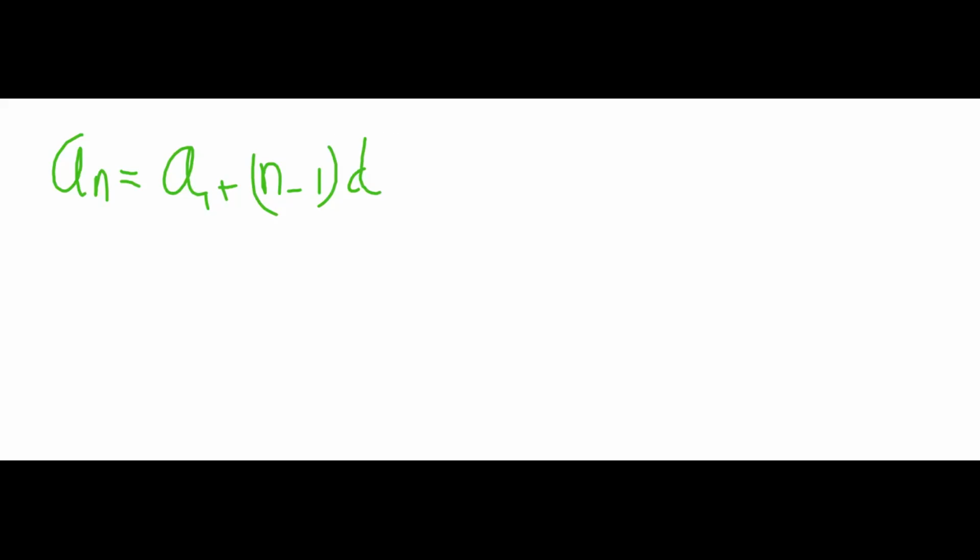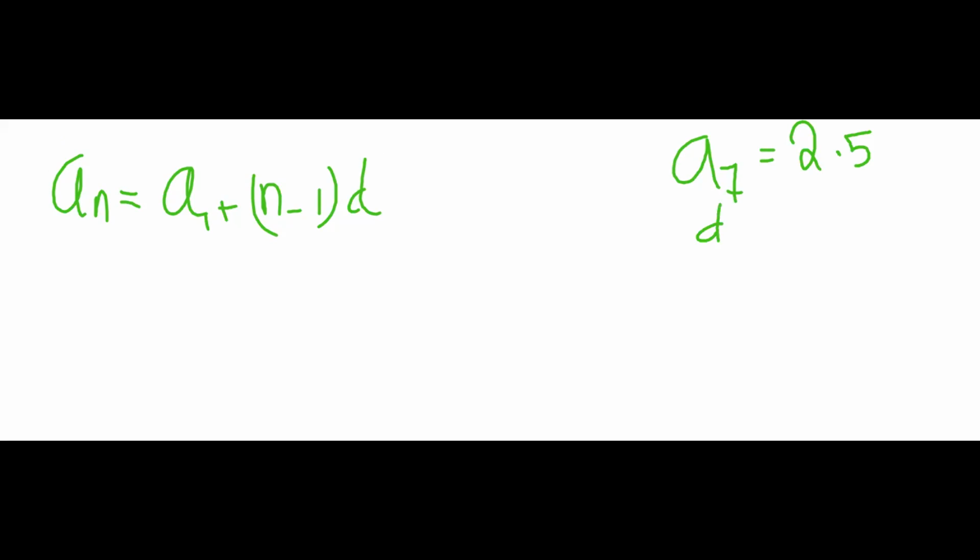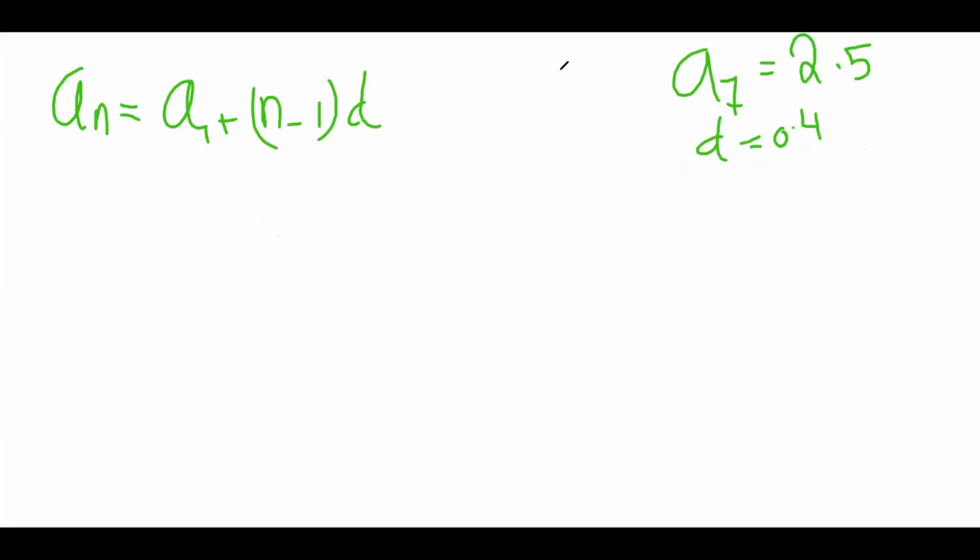Okay, I will write this information here. A sub 7 is 2.5 and d is 0.4. Okay, so a sub n equals 2.5 plus n minus 1 times 0.4. But this is A sub 7. It's not A sub 1.